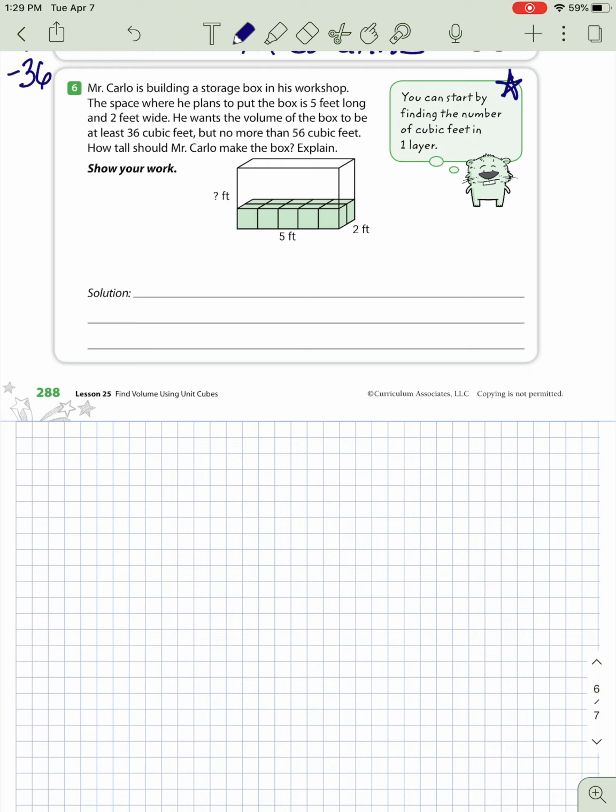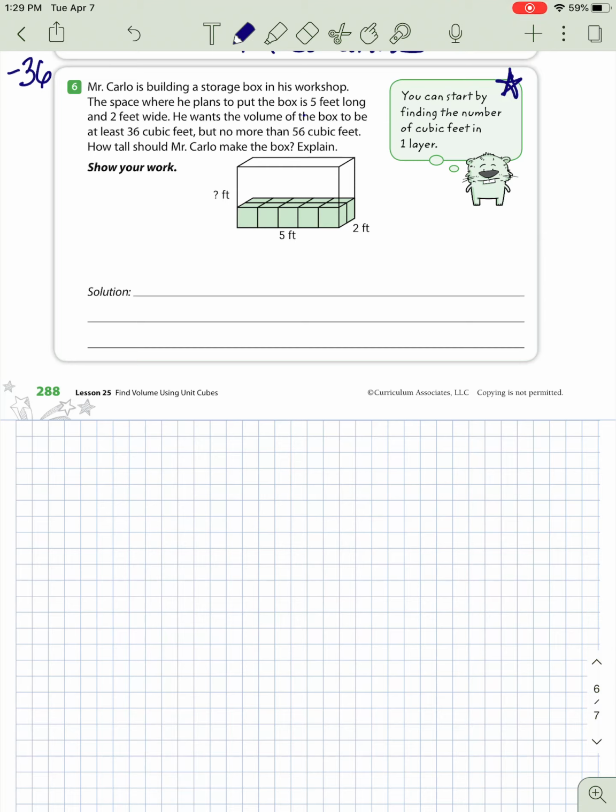All right, next one. Mr. Carlo is building a storage box in his workshop. The space where he plans to put the box is 5 feet long and 2 feet wide. Now, I'm noticing right off the bat he's got 5 feet because it's 5 feet long, which is the longer side, and then he's got 2 feet wide. That's how wide it is. And there's 2 boxes, 1, 2, 3, 4, 5. So that 5 and that 2 correlate with the answers that they have here.